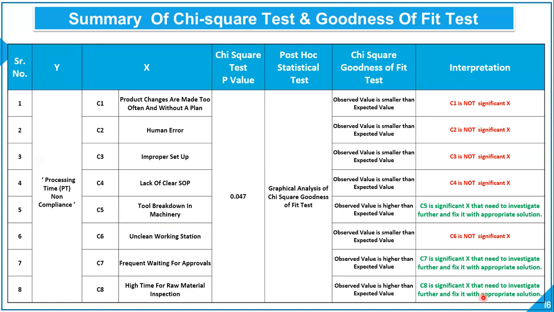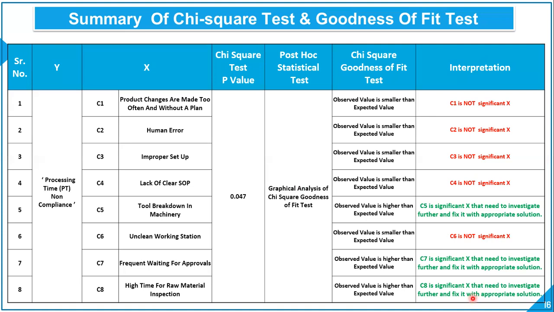So this is the summary of the chi-square test, and of course the graphical analysis of the goodness of fit test. We started with 21 probable causes, went to 8 critical causes, and from 8 critical causes to 3: C5, C7, and C8, the statistically significant causes. So that's about how we are supposed to deploy the chi-square test, and how we can assess the graphical analysis of the chi-square goodness of fit test.